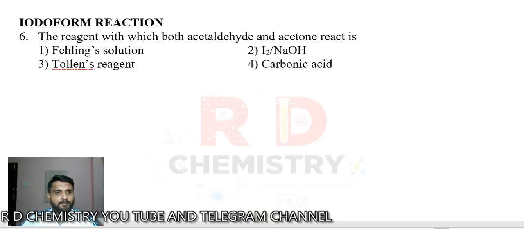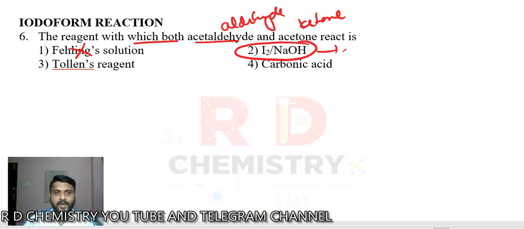Question number 6 about the iodoform reaction. The reagent with which both acetaldehyde, which is an aldehyde, and acetone, which is a ketone, react. Fehling's solution only reacts with aldehyde but not with the ketone. What is this? Iodine and sodium hydroxide. This is a haloform reaction. Haloform, I'll explain a little later. Tollens' reagent, you know that it reacts only with the aldehyde but not with the ketone.